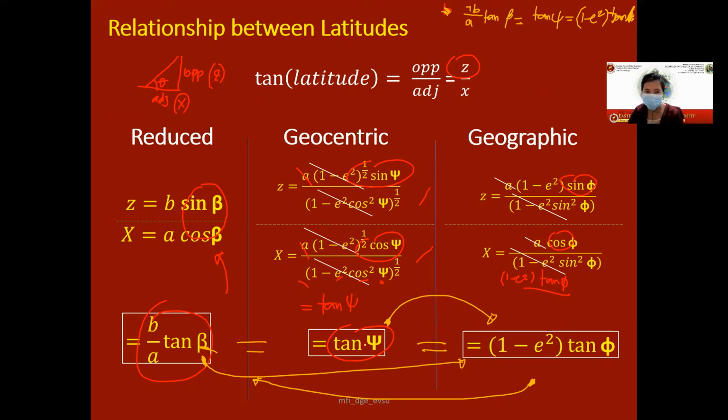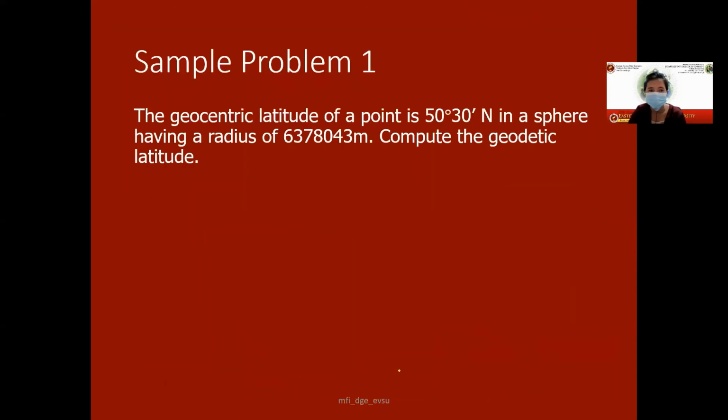So take note of the relationship between these three latitudes. We will have an example in the next presentation. So let's have an example. The geocentric latitude of a point is 50 degrees 30 minutes north in a sphere having a radius of 6378043 meters. Compute the geodetic latitude. How are we going to do that?